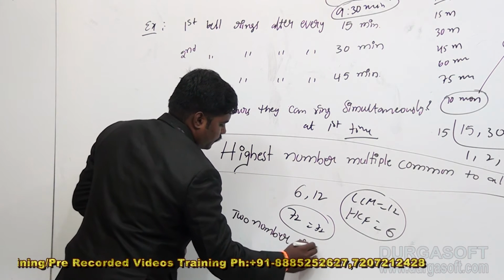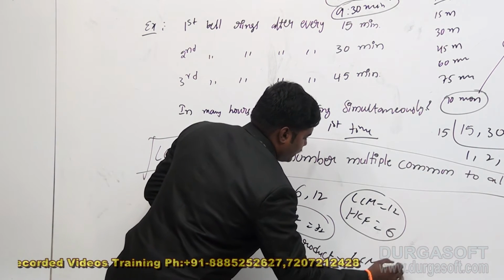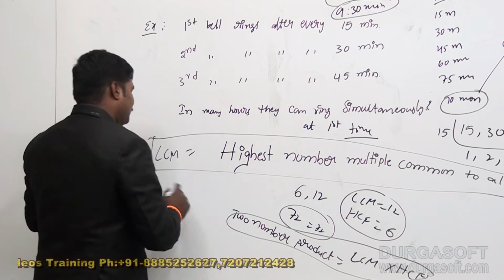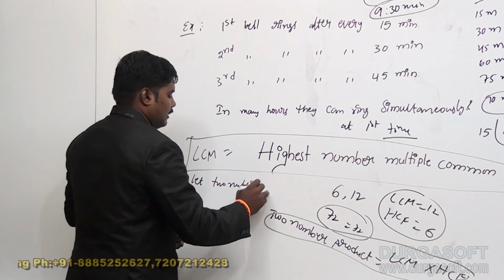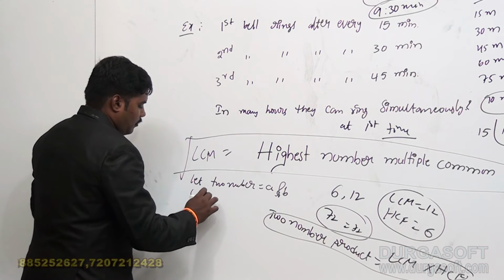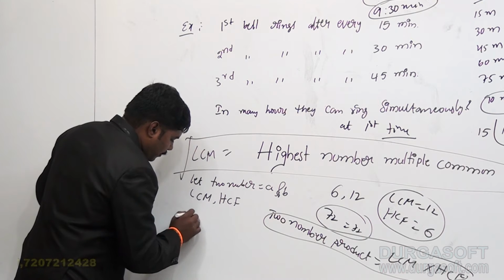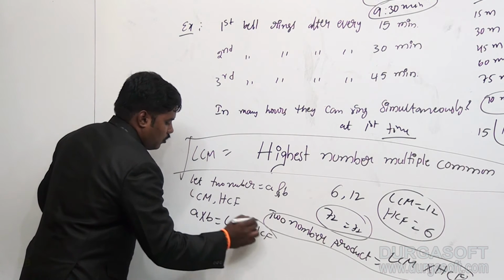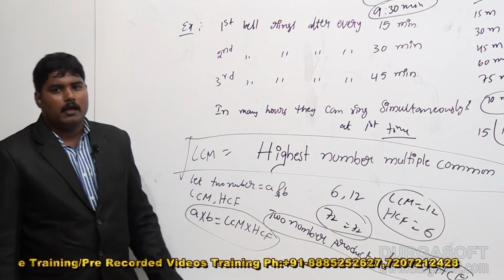is equal to the LCM into HCF of those numbers. Let the two numbers be A and B, and let the LCM and HCF be the LCM and HCF of A and B. Then the product of the two numbers, A into B, is equal to LCM into HCF.